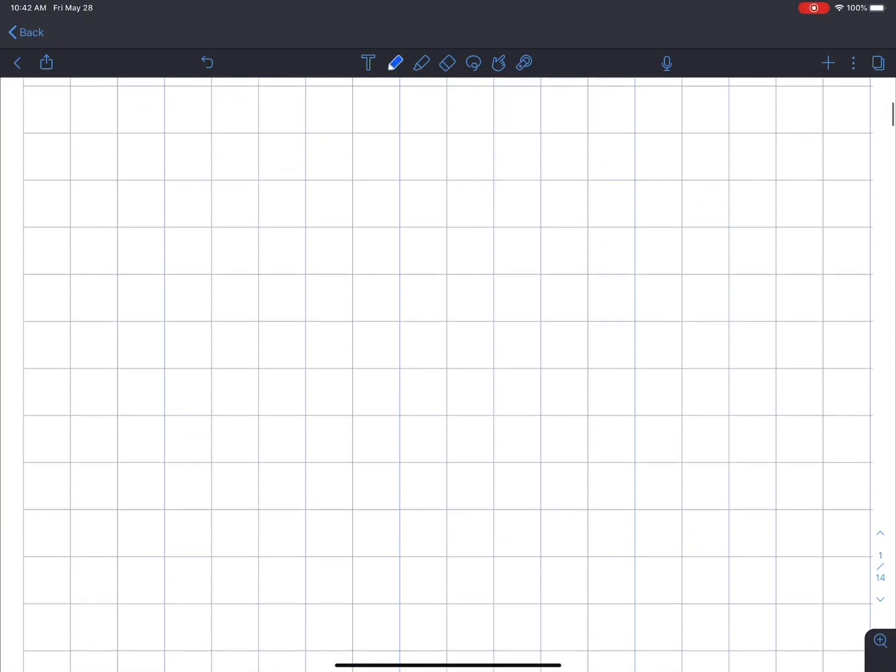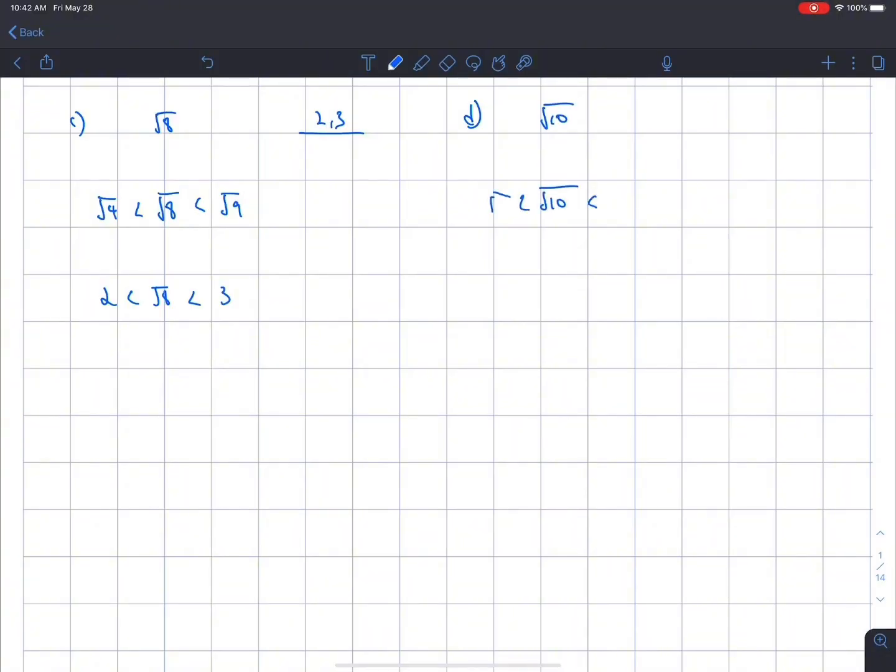Okay, and then question C. Square root of 8. The square root of 8 is in between the square root of 4 and the square root of 9. So the square root of 8 is in between 2 and 3. D. Square root of 10. The square root of 10 is in between the square root of 9 and the square root of 16. So the square root of 10 must be in between 3 and 4.